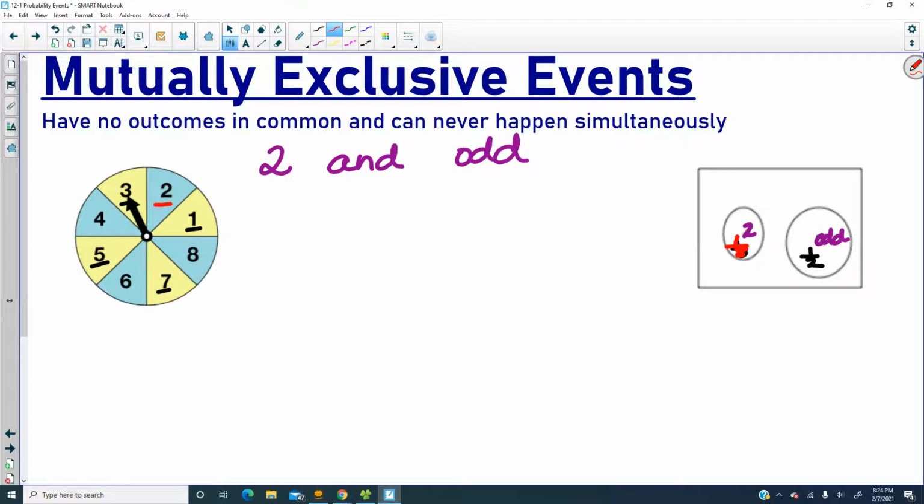And then on the outside, the probability of none of that happening. Let me get a blue. 1, 2, 3 out of 8. So Venn diagrams are also one way that we'll look at probability. It also allows us to see if any probabilities overlap as well. But mutually exclusive, those events cannot happen together.